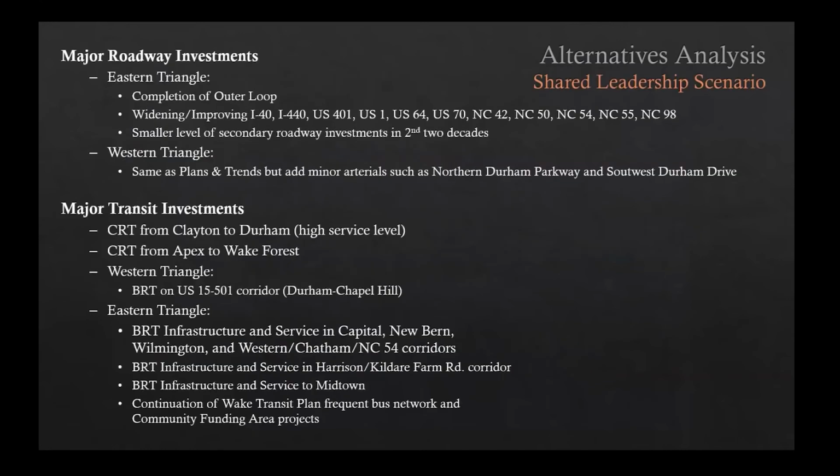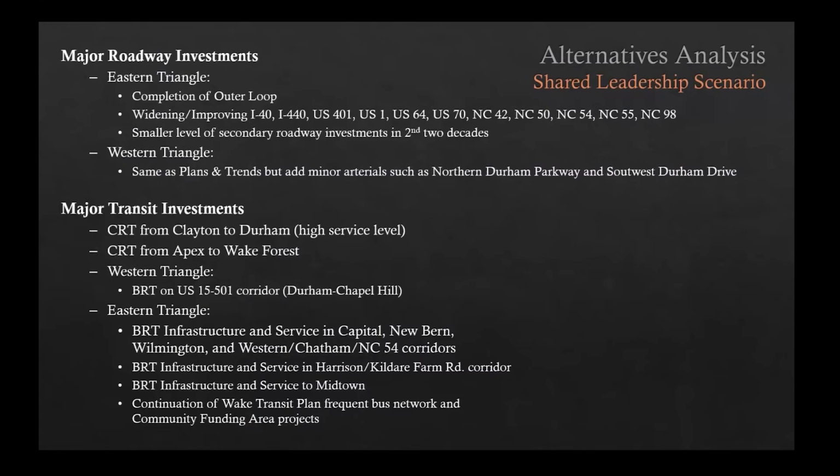So I talked about the land use for those two scenarios. Just briefly talk about some of the roadway investments. Again, we have basically the same improvements as the plans and trends, but there are some additional roadway improvements. We had some minor arterials in the Western Triangle on the DCHC MPO side. In terms of the commuter rail, we're extending the commuter rail to Clayton.